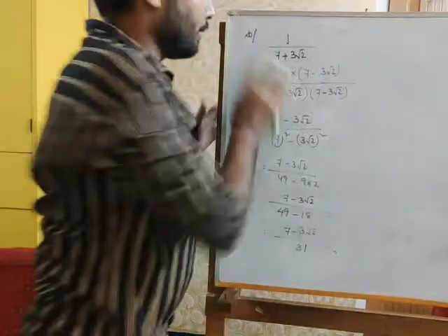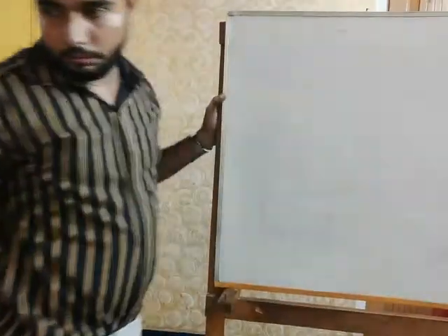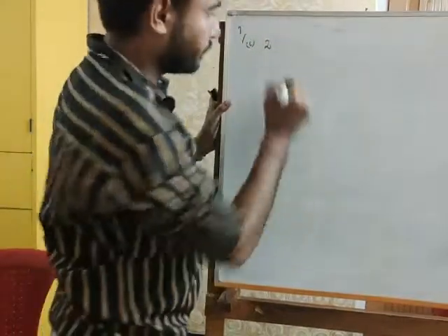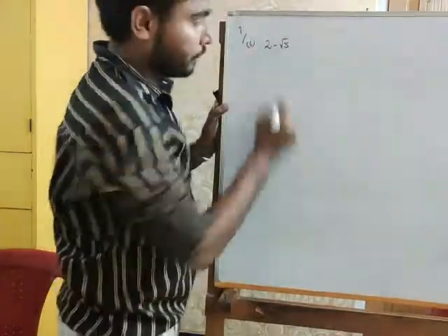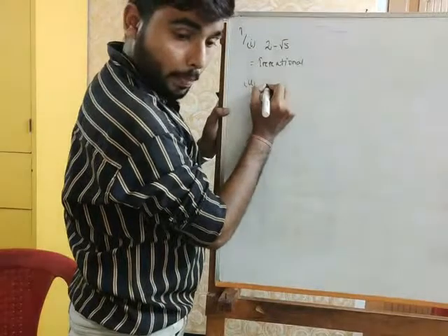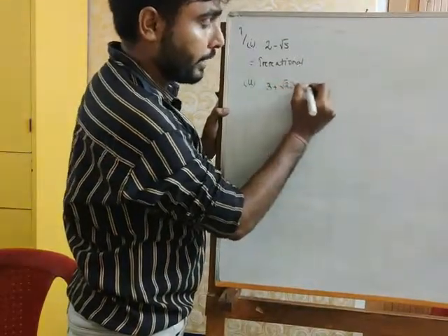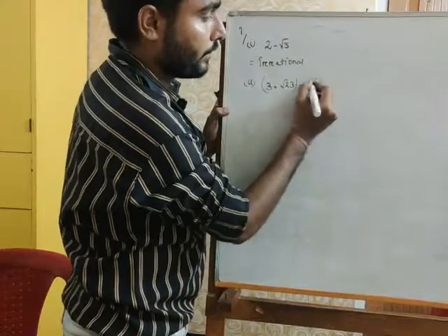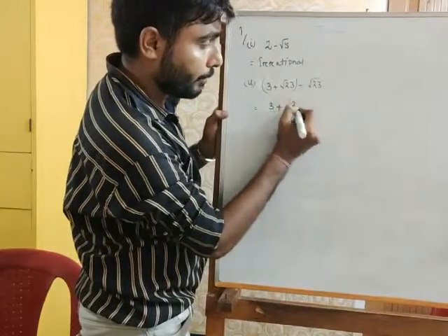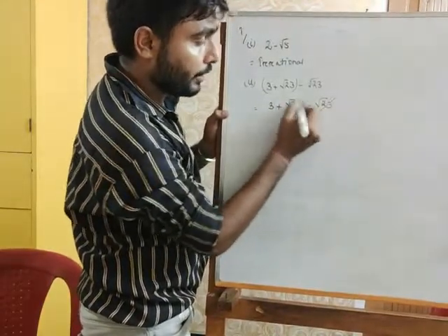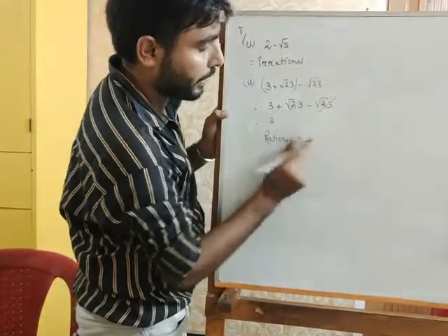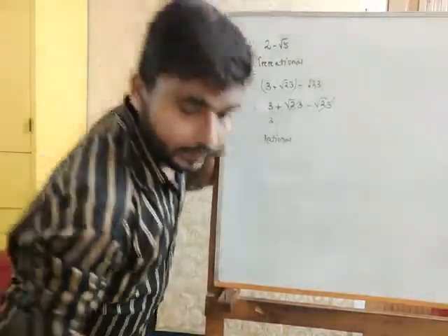We will write it again, that will be clear. So it will be irrational. Then number 2, 3 plus root 23 minus root 23. Okay. So when you remove the bracket, it will be root 23 minus root 23. Root 23 cancelled. It is rational. Okay.